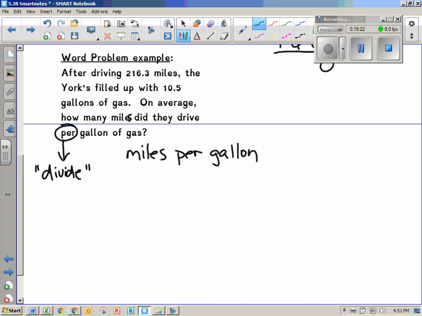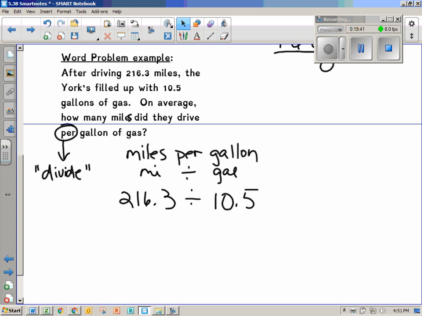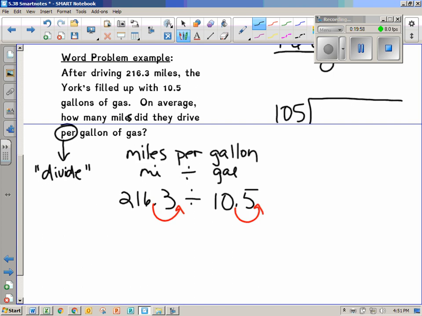So that means miles divided by gallons. Well, their miles is 216.3, and they drove that many miles on 10.5 gallons of gas. So here's our division problem to work out. Remember, the divisor has to be whole, so you have to shift it once. So if you shift it once over there, you have to shift it once over here. So now our new division problem is 105 for the divisor. Our dividend is now 2,163.